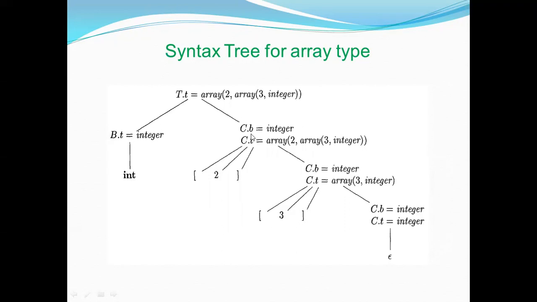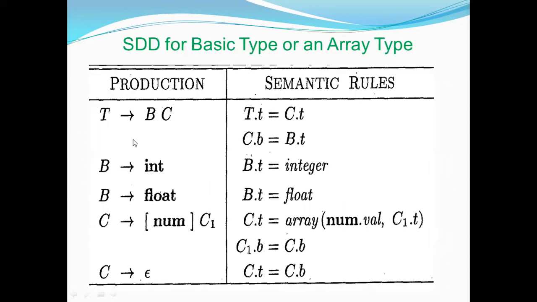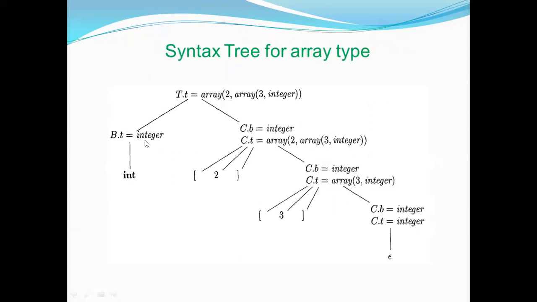When it comes to the right side of T tends to BC, what is the value of C? Now, C will get its value from B. That's why we wrote the semantic rule as C.b is equal to B.t. So it means that it is getting its value from the sibling. That's why it becomes an inherited value.